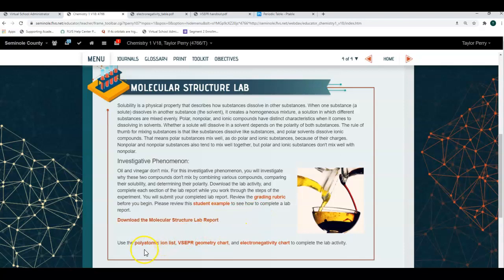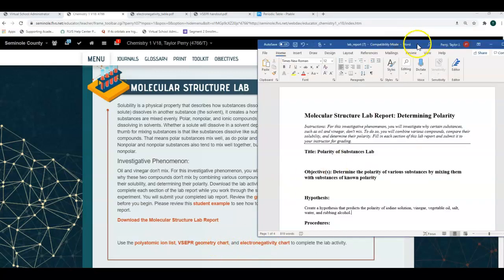It also wants you to use the polyatomic ion list, VSEPR geometry chart, and electronegativity chart to complete the lab activity. You don't need to use the polyatomic ion list. I didn't find that it was necessary, so you can ignore that. But the VSEPR geometry chart and the electronegativity chart, that is going to be pretty helpful. Okay, so let's look at the lab.